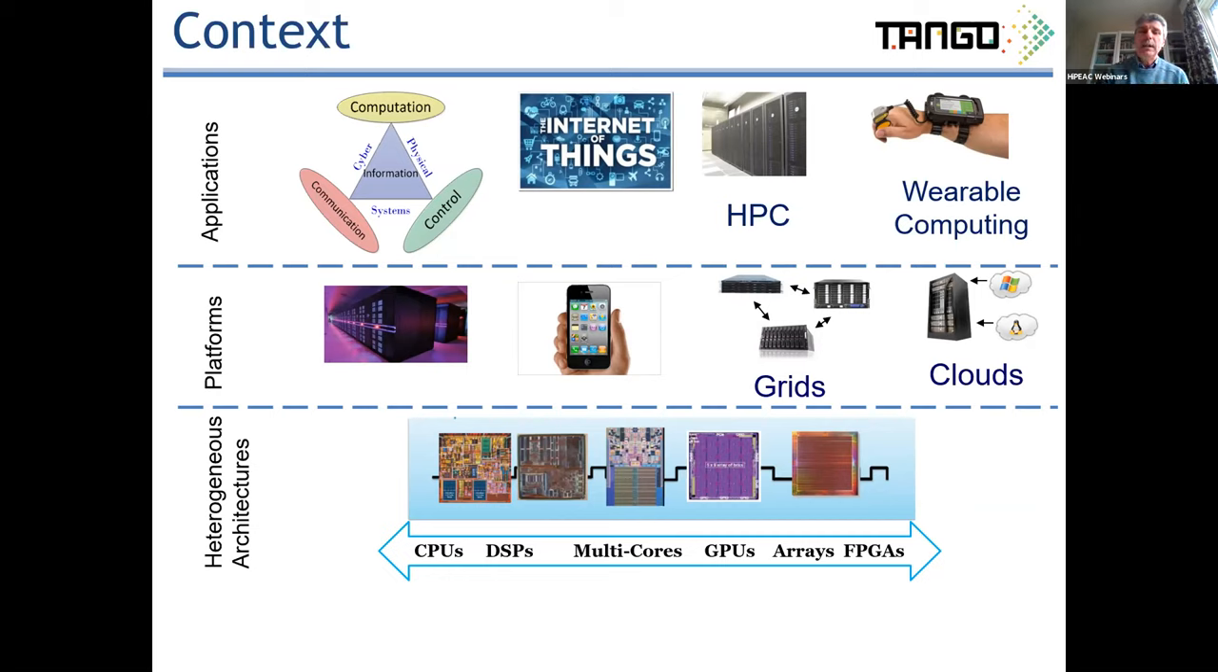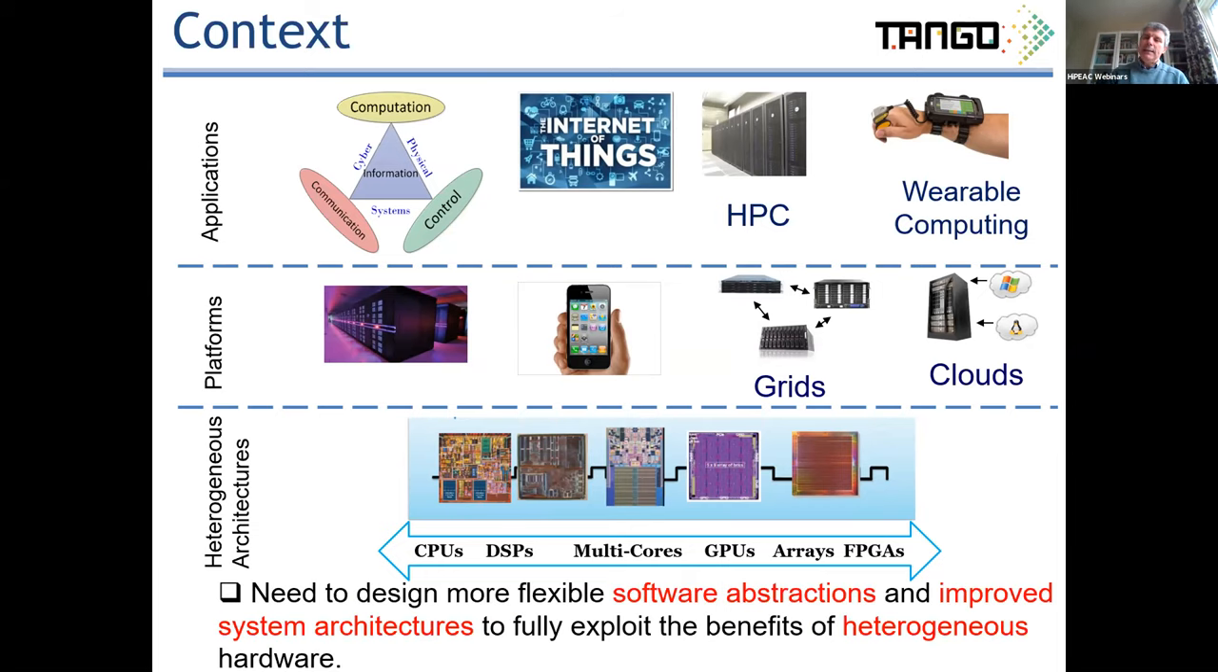Now, going to the hardware itself, we can see a proliferation of CPUs, of DSPs, of multi-core, many-core, GPUs, FPGAs. These days, a lot of interest in multi-FPGAs. And it is clear that there is a need to design more flexible software abstractions, potentially improve system architecture, in order to really exploit the full benefits offered not only by the applications themselves, but also the platforms and the heterogeneous architecture where they actually run.